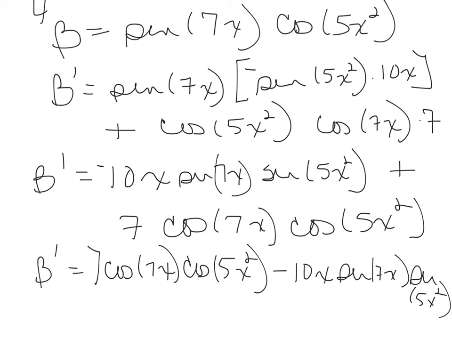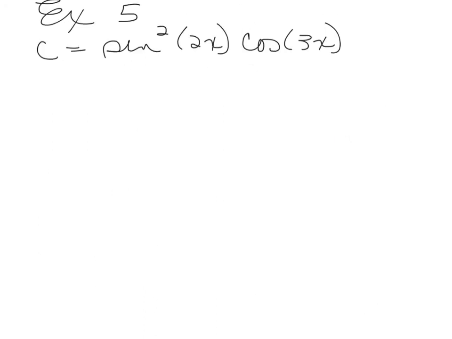Let's do one more that's a little bit more complicated, and then we'll have all good examples upon which to review. Okay, here's our last example, and we have a sine function that's squared, and we have a product of two functions. We're going to use our product rule, and we're going to first rewrite it so that it's safe for us to work. So c is going to equal sine 2x, and that whole function is squared, and then times cosine 3x.